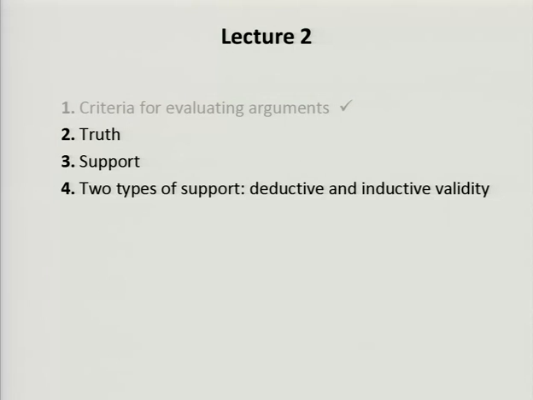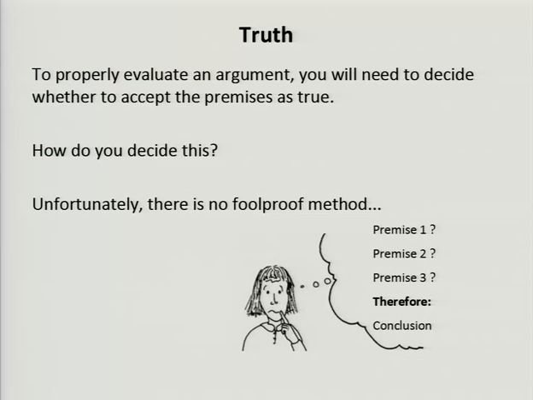Good. So now we can look at the two aspects that determine soundness of an argument in a bit more detail: truth and support. And then we'll look at two types of support. So truth, how can we tell whether an argument is true? That's one of the main and first things that we're all interested in.